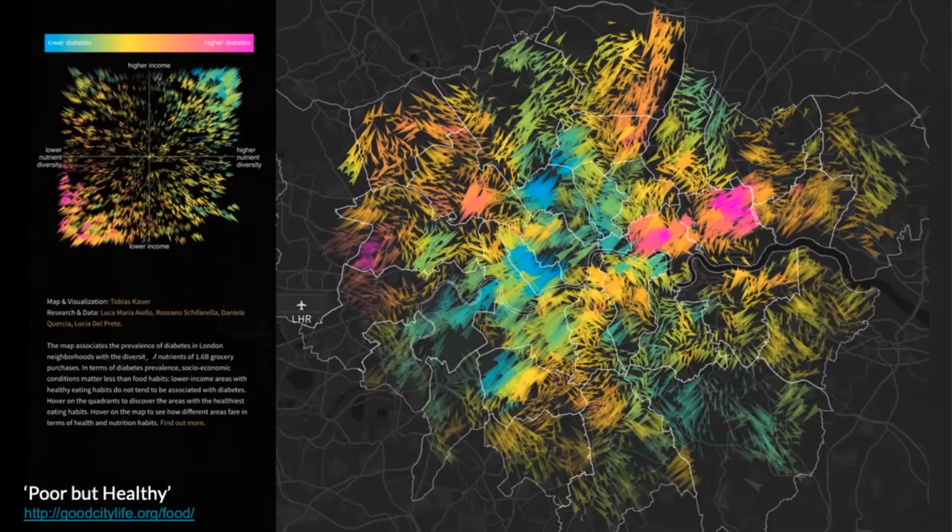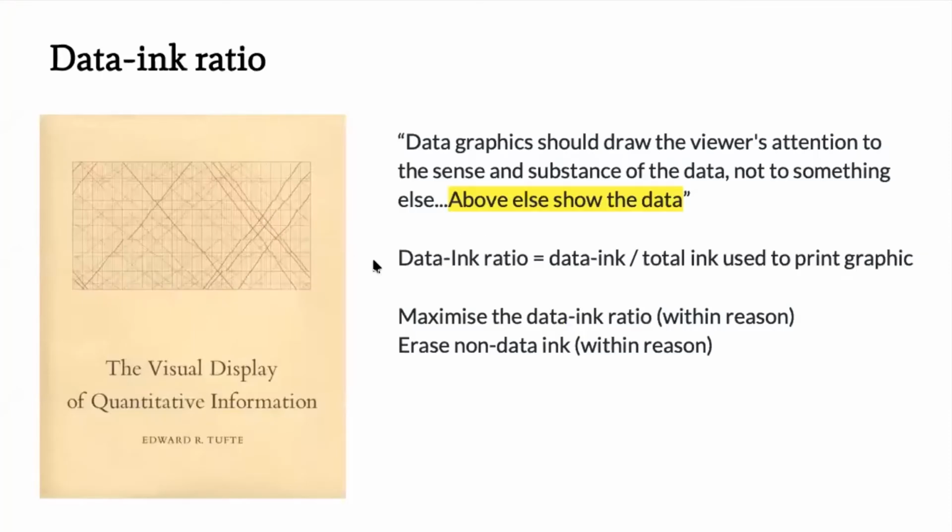So the second side of legibility of graphics we might think of as tidying up. And what I mean by tidying up is this concept that Edward Tufte talks about in his books called the data-ink ratio. He says data graphics should draw the viewer's attention to the sense and substance of the data, not to something else. Above all else, show the data. And so the data-ink ratio is this imagined measure of the ink that's used to show your data as a proportion of the total ink used to print the graphic.